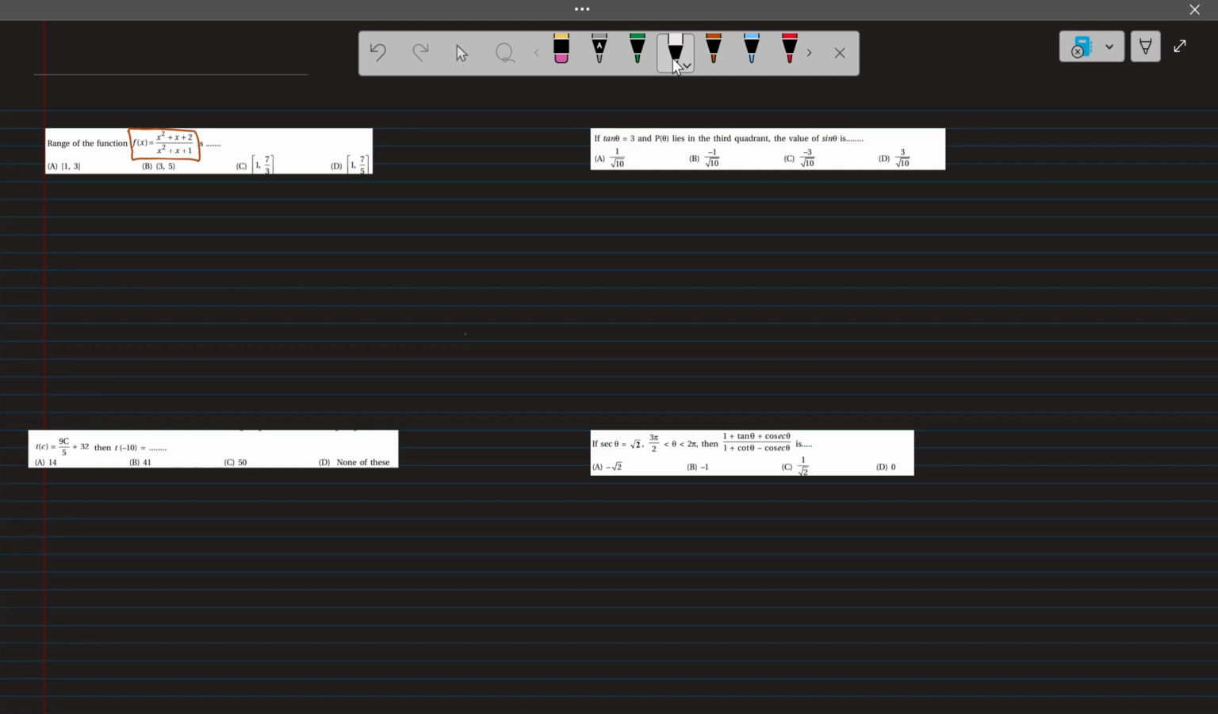So we'll start with let y equal to our function, that is x square plus x plus 2 whole upon x square plus x plus 1. Now we'll split these two as 1 plus 1. So instead of 2, I can write 1 plus 1.